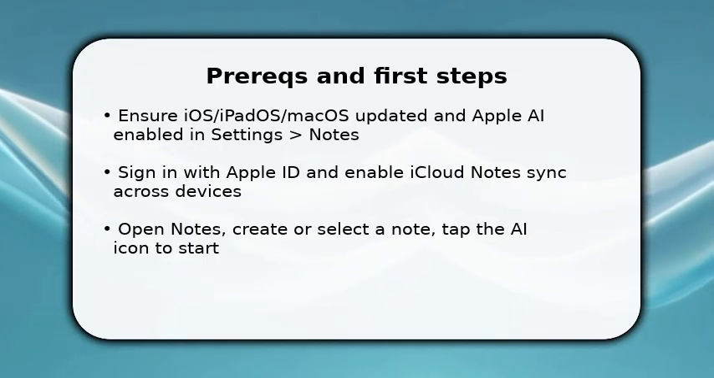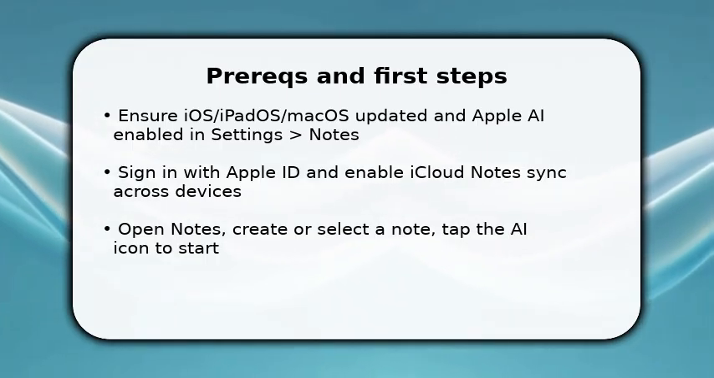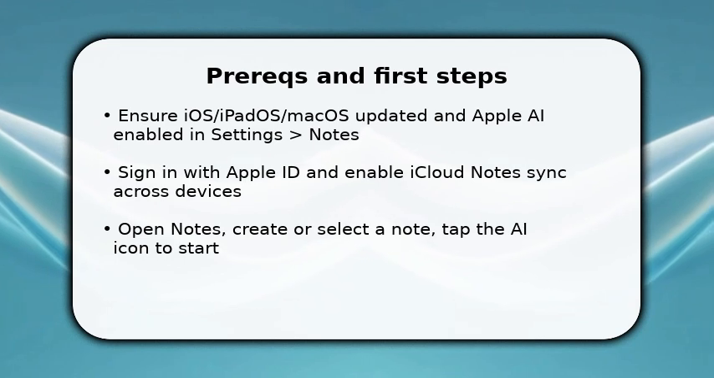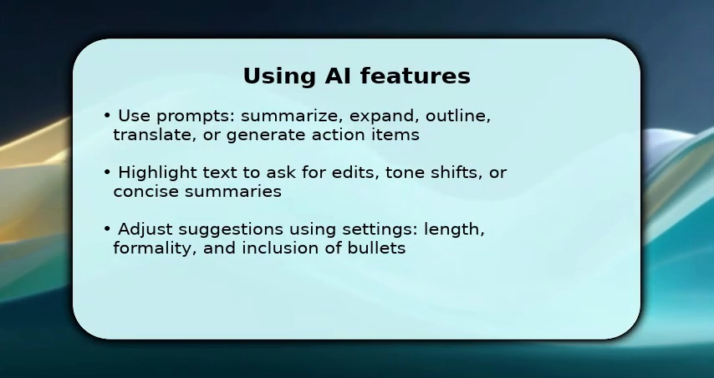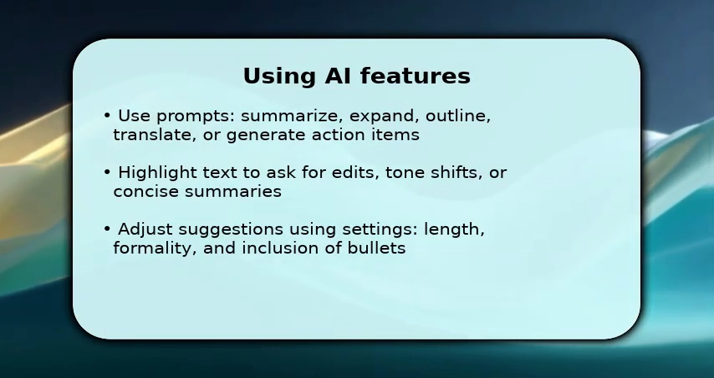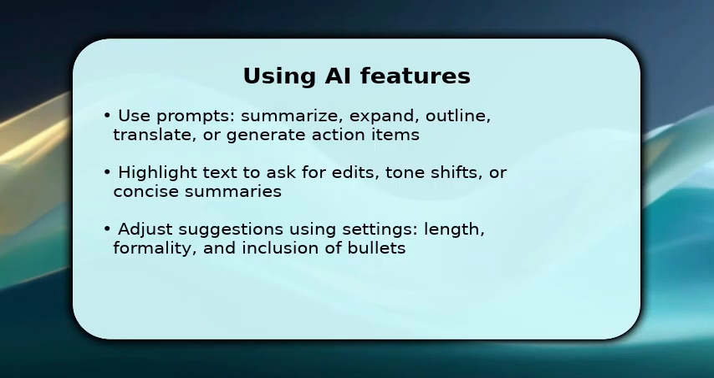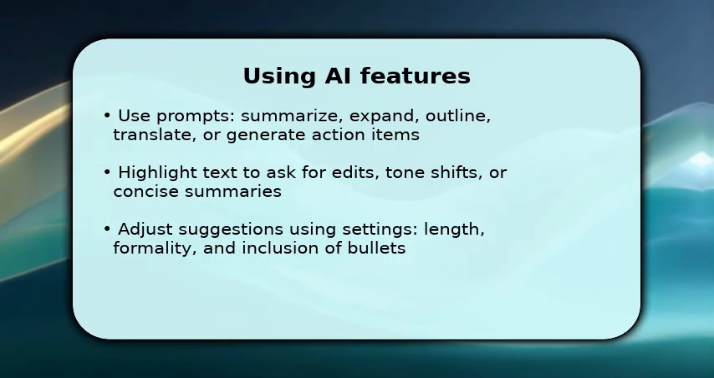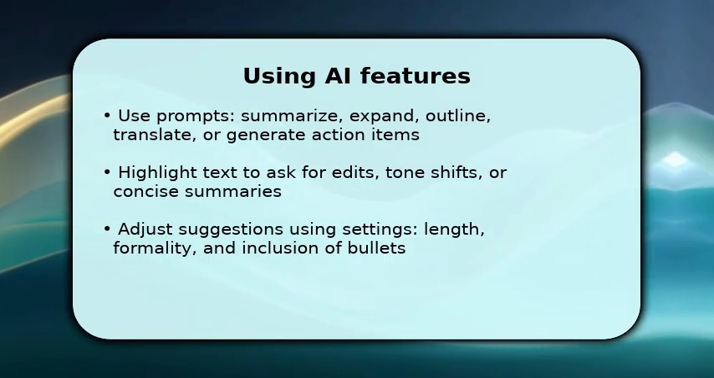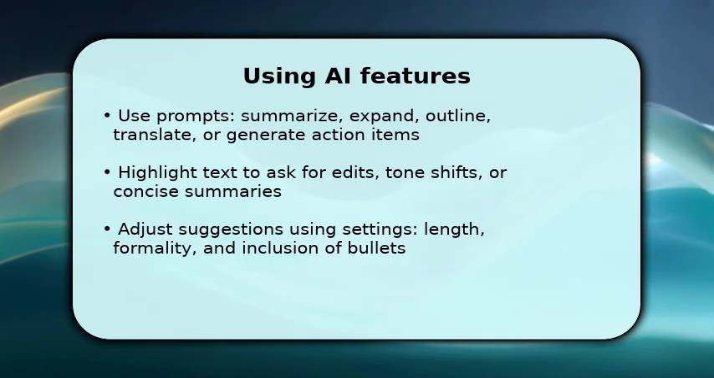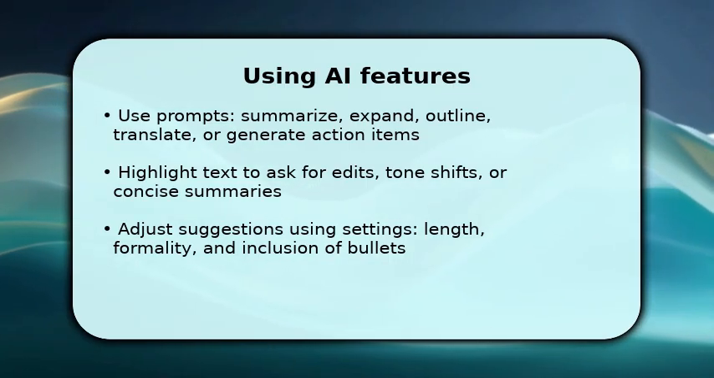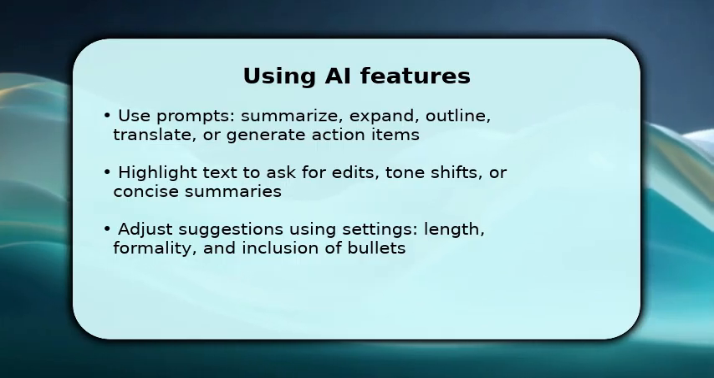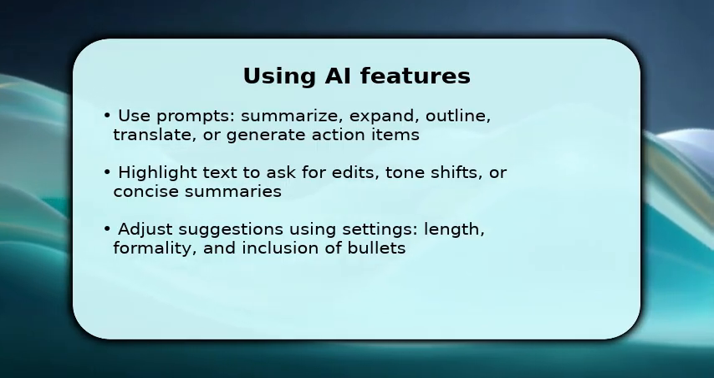This gets you into the AI workflow without wasting time on basic setup, and ensures that once the AI pane appears, you guide it with clear prompts like summarize, expand, outline, or convert to action items so results match your intent. Make sure to highlight specific text when you want edits, tone shifts, or concise summaries. That gives the AI necessary context for precise changes.